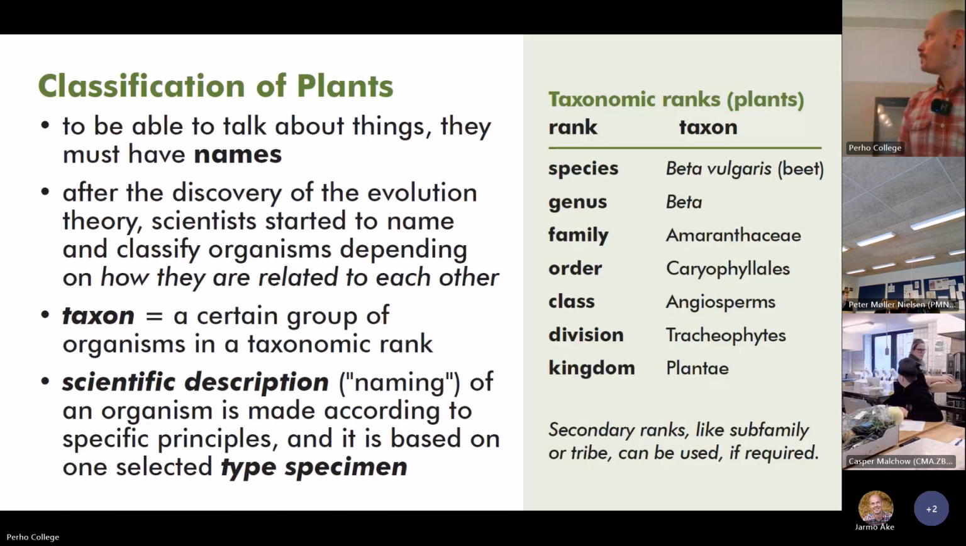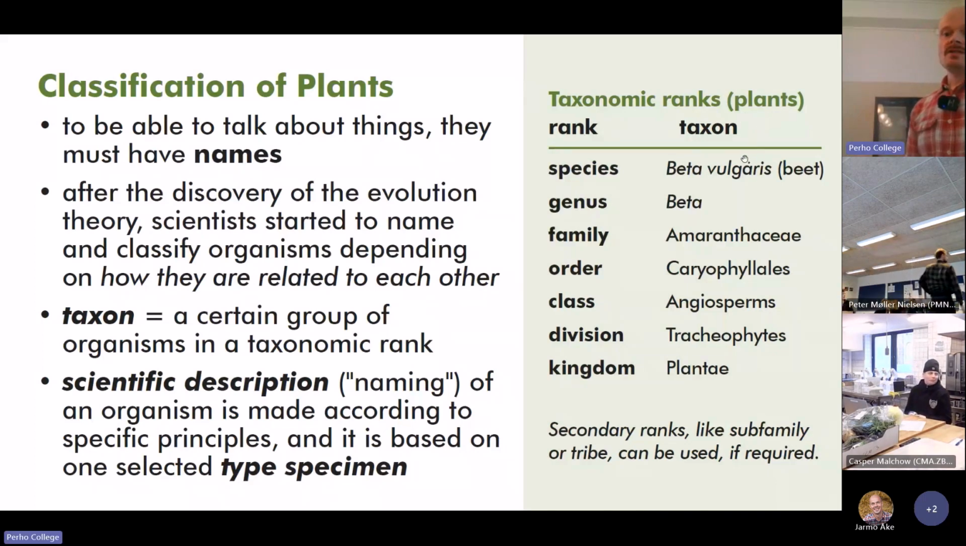Well, after the discovery of the evolution theory, scientists started to name and also classify organisms depending on how they are related to each other. And we're talking about taxons, which is a certain group of organisms in a taxonomic rank. So there are several taxonomic ranks, in this case in plants.